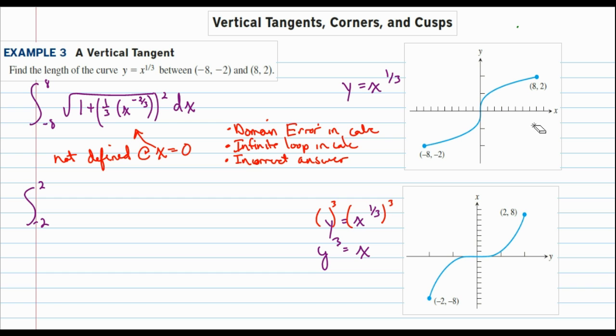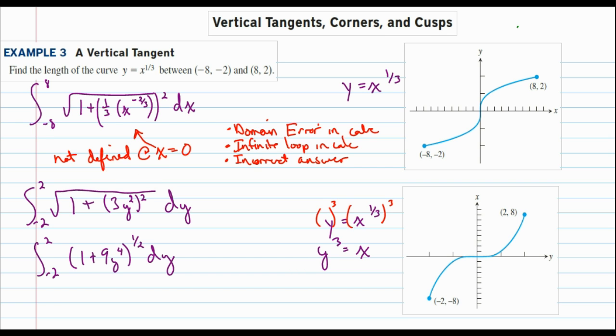Remember, -8 to 8 were the x values. Now we're working with y values, so I want -2 to 2. Now that's going to be the square root of 1 plus the derivative squared, and then yes, that's a dy problem. So now what is the derivative of this function? Well, that's just going to be 3y squared.